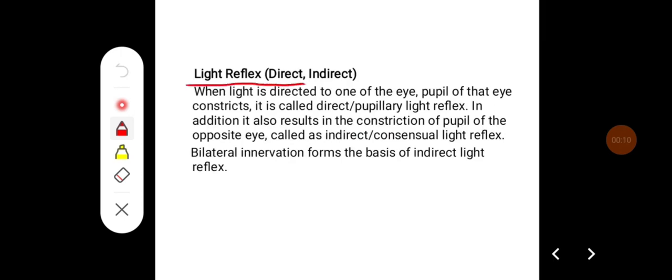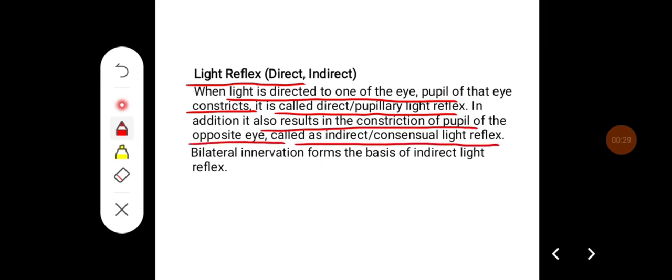Light reflex. Light reflex can be direct light reflex or indirect light reflex. When light is directed to one of the eyes, the pupil of that eye constricts, and it is called direct or pupillary light reflex. In addition, it also results in the constriction of the pupil of the opposite eye, which is called indirect or consensual light reflex. And bilateral innervation forms the basis of indirect light reflex.